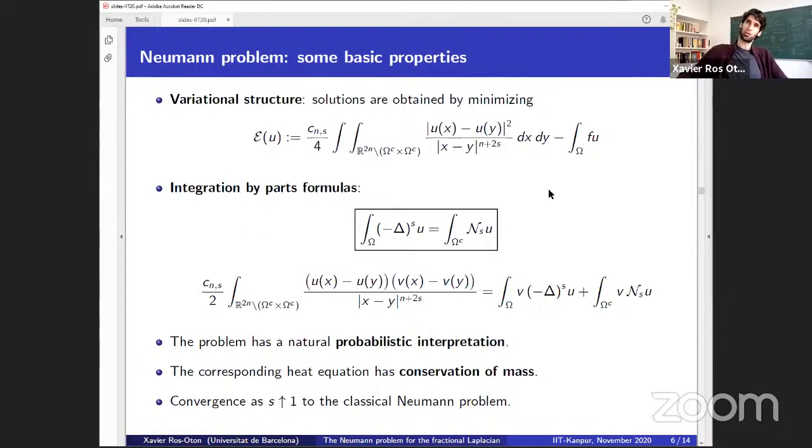So I hope that with all these properties you see that this is a very, very natural Neumann problem for the fractional Laplacian operator. There are also, I have to say, other Neumann problems that people have studied. I will focus only on this one. Because of these properties, I think this is a very natural Neumann problem. In other contexts, it might be more natural to study a different Neumann problem, but I will not enter into this.